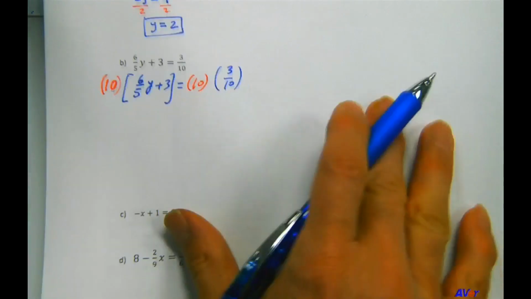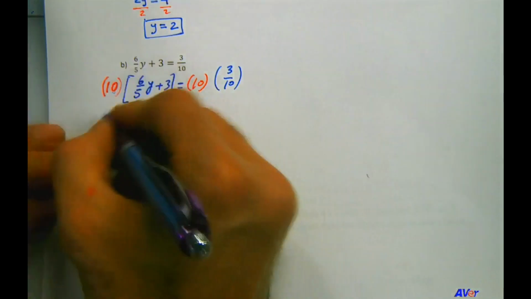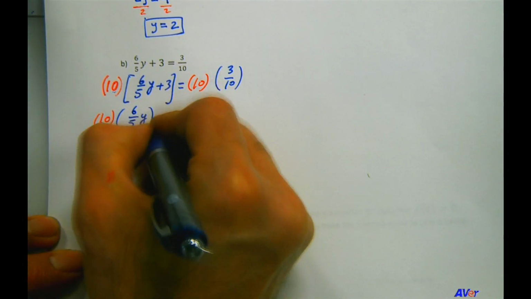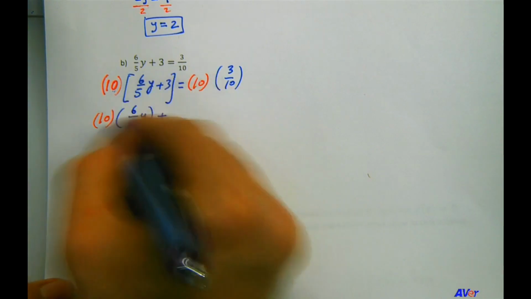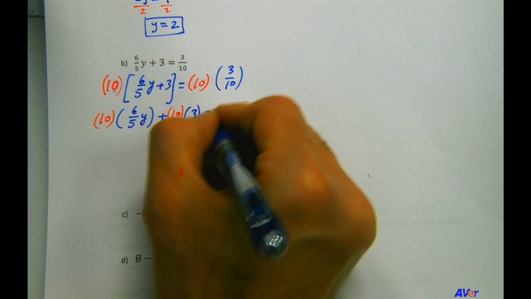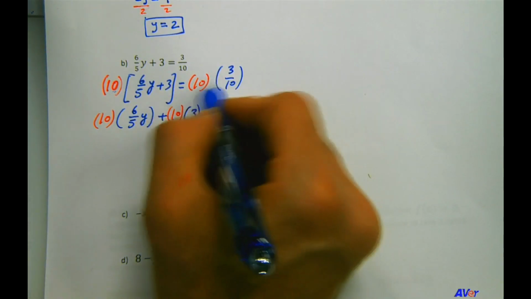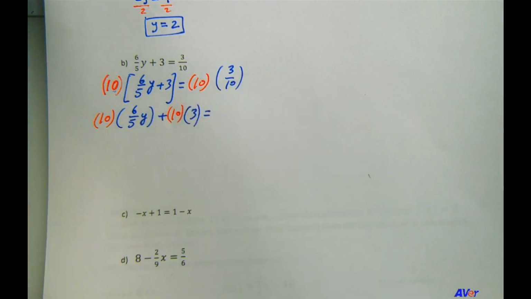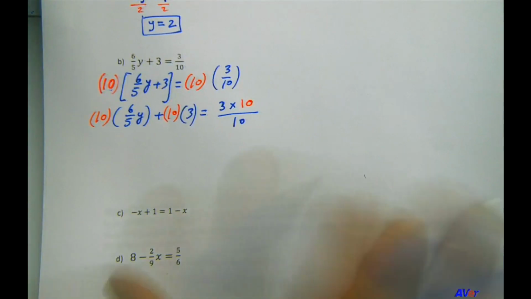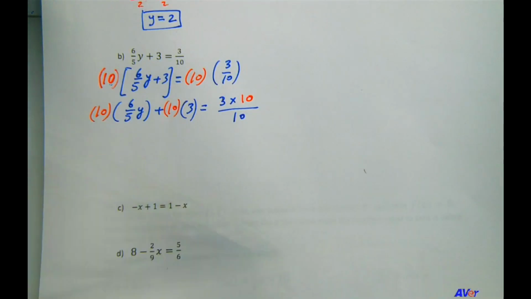So let's distribute the 10. I'm not going to simplify anything. So 10 times 6 over 5y plus, notice I didn't simplify, 10 times 3. Now on this side, it's already that. Still, we can distribute and not simplify. That's okay too. So 3 times 10 over 10. All I did was distribute. I didn't simplify it. Now we're going to simplify.